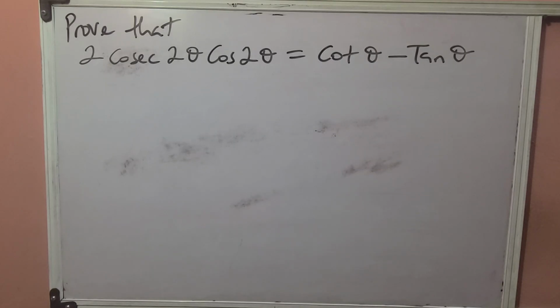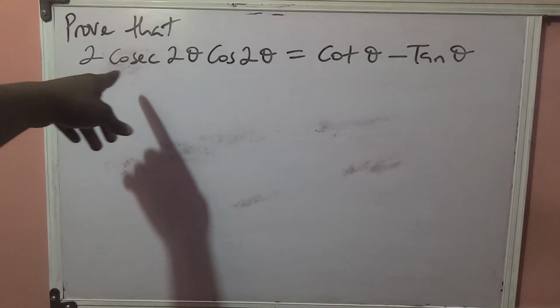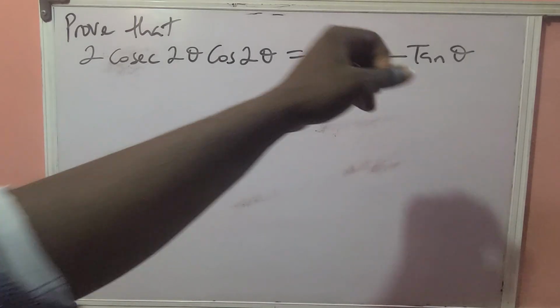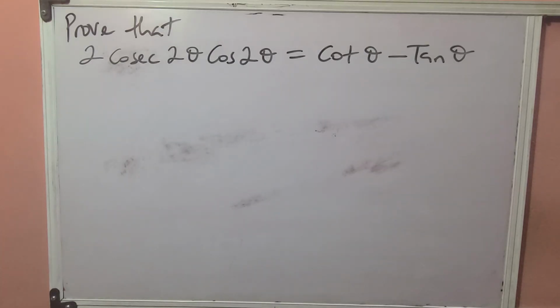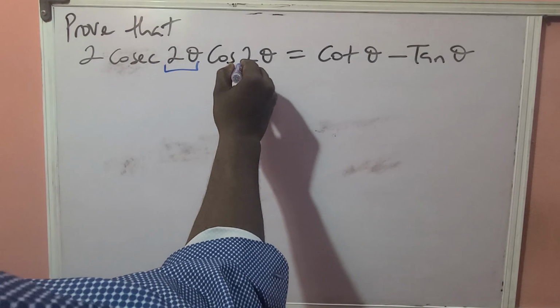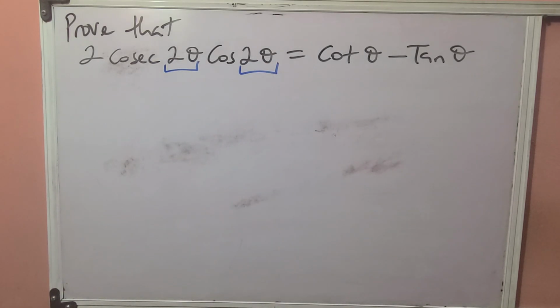All right, let's see a much different example right here. We're told to prove that 2 times cosec 2 theta cos 2 theta is equal to cot theta minus tan theta. Of course, you can see right here that we are obviously having our double angle again being represented. This is 2 theta, this is 2 theta. So obviously we're dealing with double angles right here.